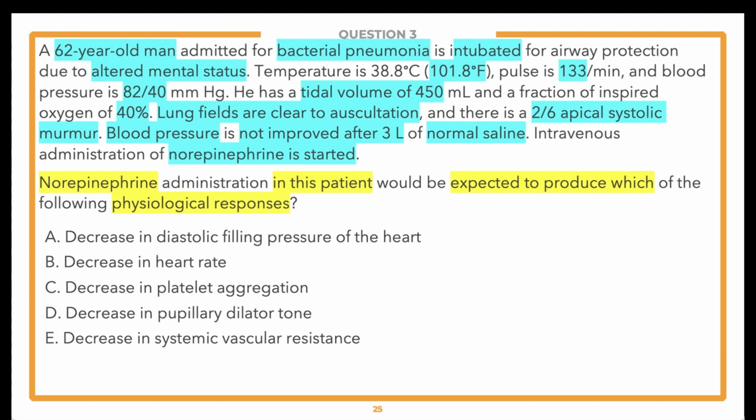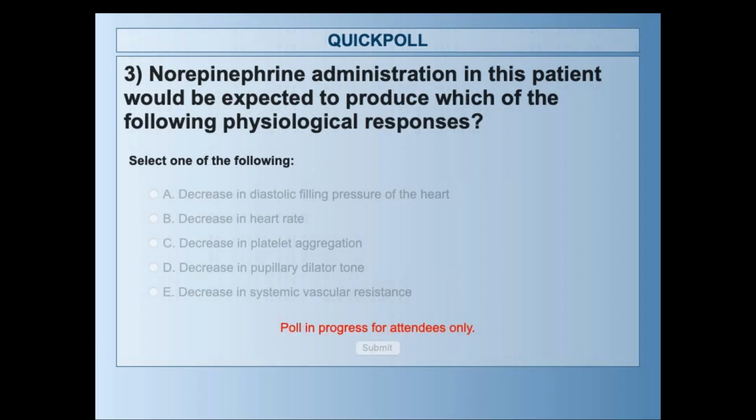Okay, very good. So the poll is launched. As Sean said, the patient's gotten norepinephrine. What's going to happen? Pretty straightforward, but you have to be thinking about all of the different variables regarding how that patient got there and what's going on with that patient. So let us know what you're thinking. Lock in that answer.